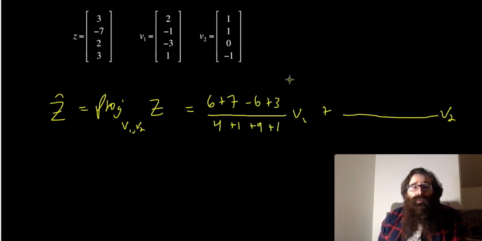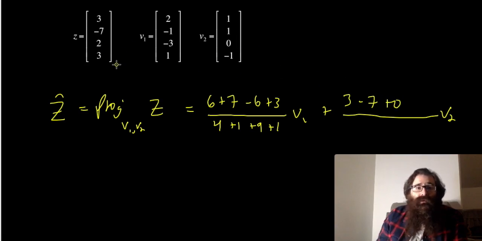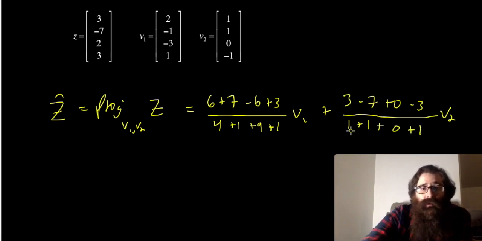Then over here, I'm going to want z dotted with v sub 2. 3 times 1 is 3. Negative 7 times 1 is negative 7. 2 times 0 gives me 0. And 3 times negative 1 is negative 3. And then divided by here, 1 times 1 is 1, and then again, 0 times 0 is 0, and negative 1 times negative 1 is positive 1.